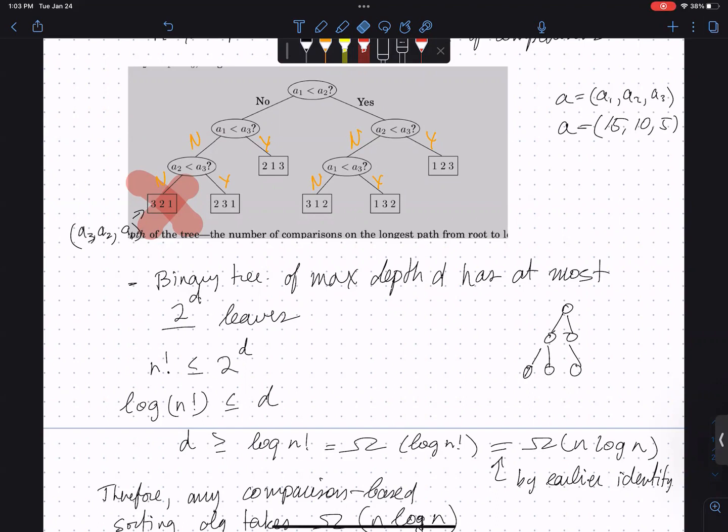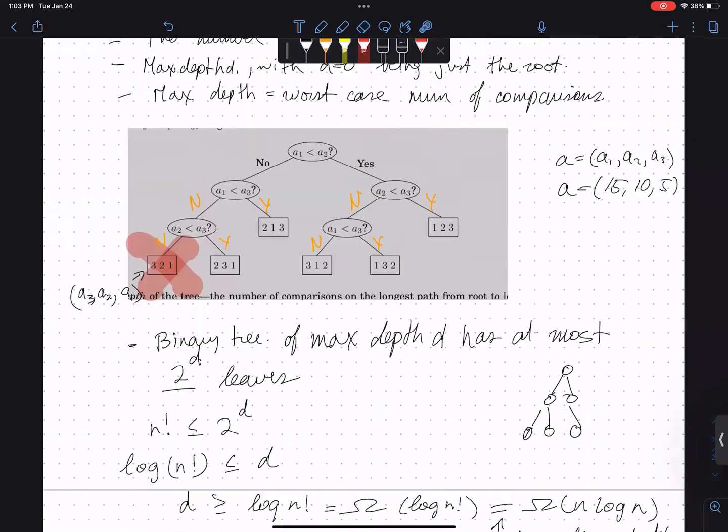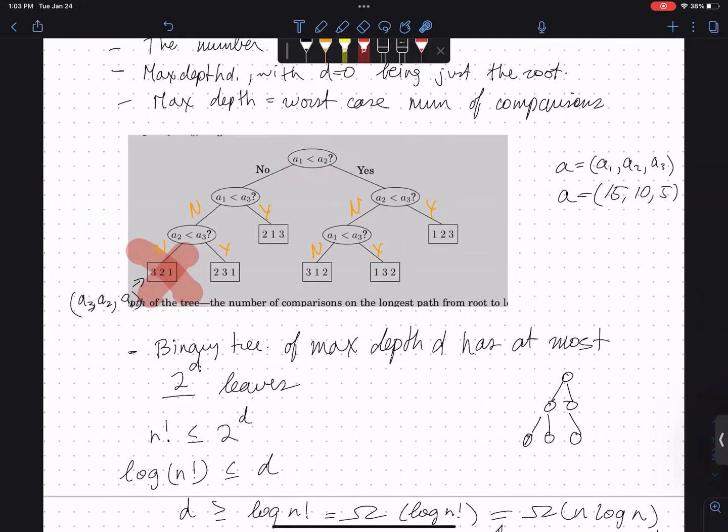Other questions? What if we put two values in the comparison? What if the values are equal, like here? What if A1 is equal to A2 equal to A3? Then we would go no, because nothing is less than, everything is equal. And here would go no, and here would go no, and we would output 3, 2, 1. Since all the values are equal, this is a perfectly valid output.